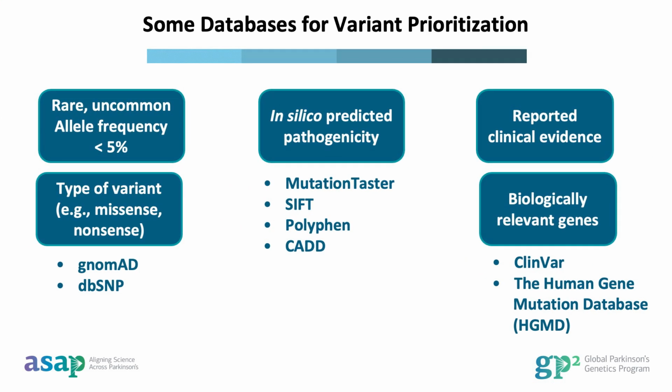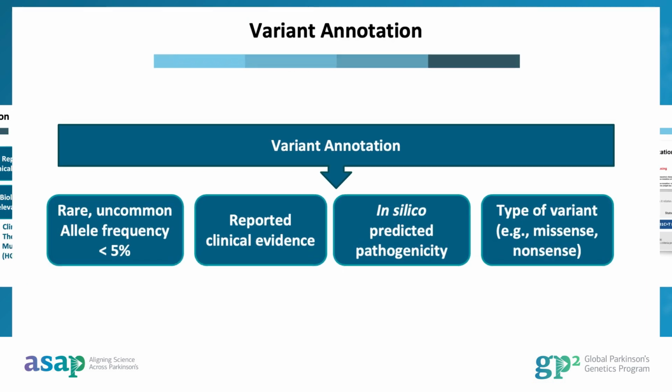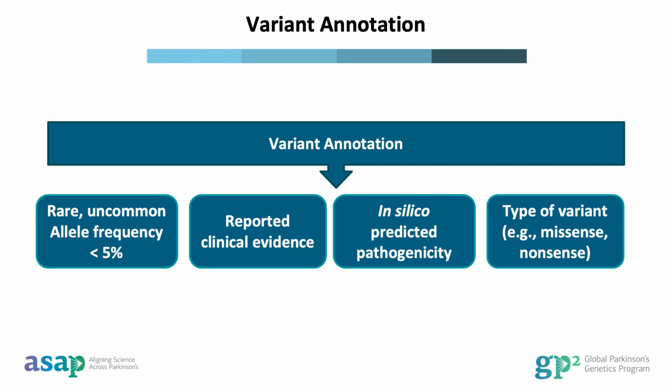We retrieve all this information for each genetic variant using automated algorithms that search multiple databases for relevant data. Some examples of these databases are: for allele frequency and type of variant, gnomAD, which includes ExAC data, and dbSNP. For in silico prediction of variant effect, MutationTaster, SIFT, PolyPhen, and CADD. And for previous associations between a variant and a disease or phenotype, ClinVar and the Human Gene Mutation Database are examples. This complete procedure of assigning each variant specific details is known as variant annotation.